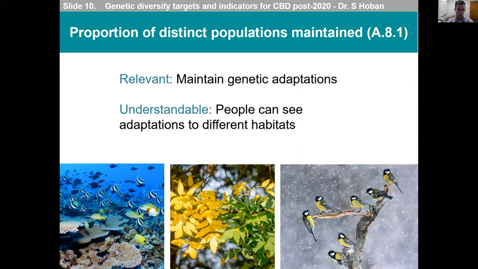The next indicator, the proportion of distinct populations maintained. This is relevant, of course, because we know that populations are adapted to different environments: cold, heat, different light availability, nutrients, predators, pests, disease, environmental conditions. Maintaining these genetic adaptations allows the species options for survival. And this should be understandable because people can see these adaptations and the consequences of not having the right adaptations.